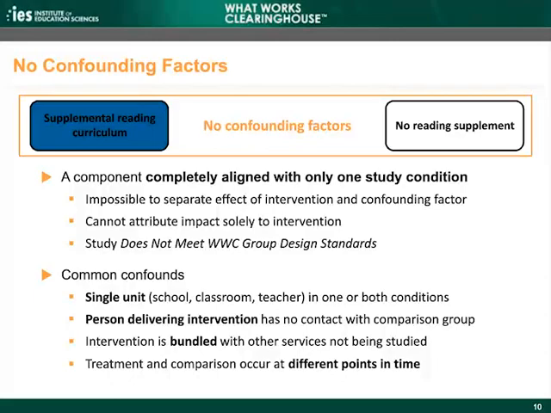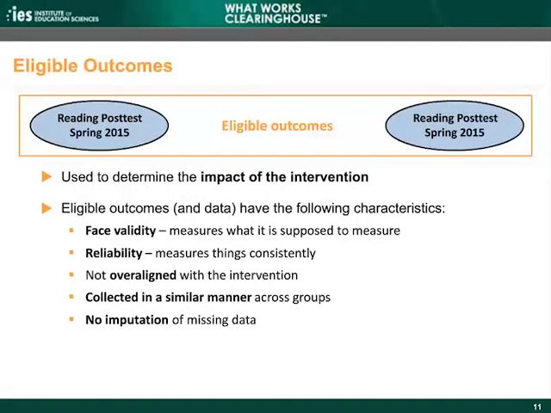The last aspect of QEDs I want to talk about is outcome measures. Outcomes are used to estimate the impact of the intervention. Therefore, the WWC wants to ensure that the outcome measures meet some basic criteria. First, an outcome measure must have face validity. That is, it measures what it says it measures. Very few outcomes don't meet this bar.